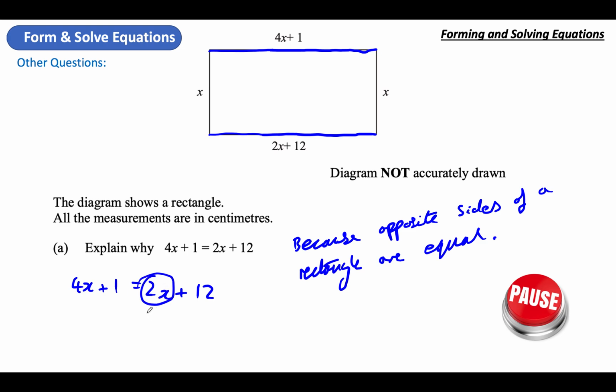Look for the side with fewer x, just like we did right at the start. 4x take away 2x is 2x. 2x take away 2x is nothing, so that leaves that. Take away 1 from both sides. So 2x equals 11. Then divide it by 2 to get x equals 5.5. Okay, so they can come up, although they are slightly more unusual, which is why I'm not doing lots of them.